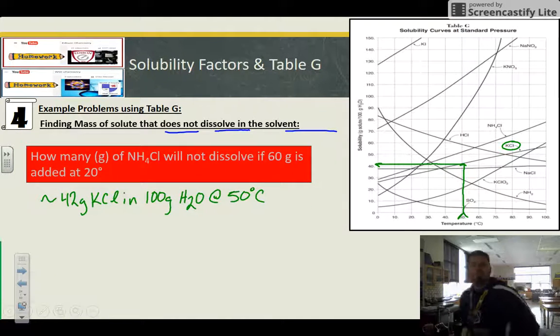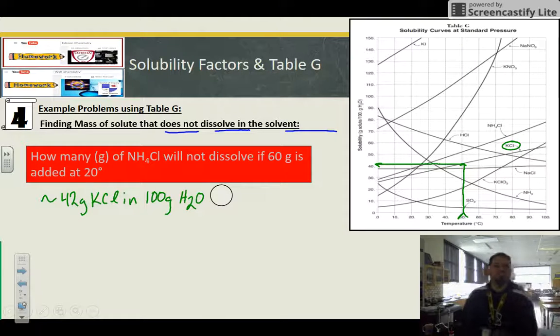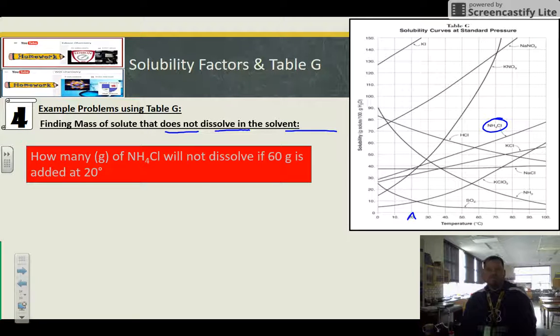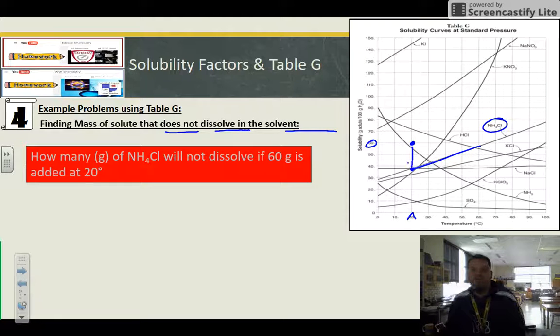Okay? The leeway helps. Find the mass of solute that does not dissolve. This is going to be subtraction now. It says how many grams of NH4Cl will not dissolve if 60 grams is added at 20 degrees. So let's find 60 grams, let's find 20 degrees, and plot that. Now let's compare that to the line of NH4Cl. It looks like maybe 37 or 38? 38. 38, and I added 60. So the difference between 60 and 38 is something like 22.